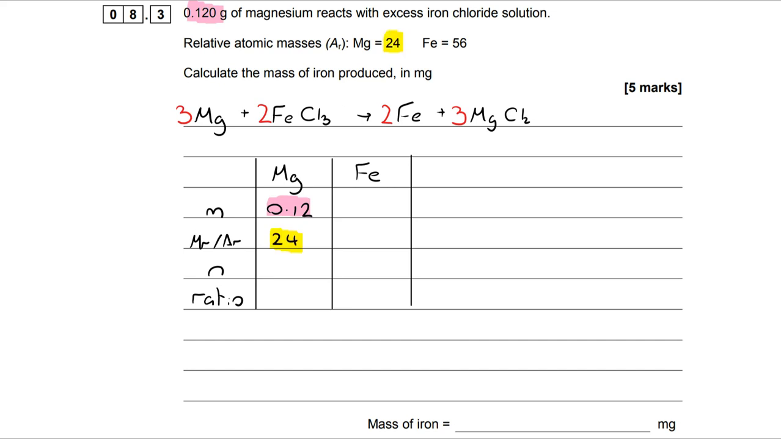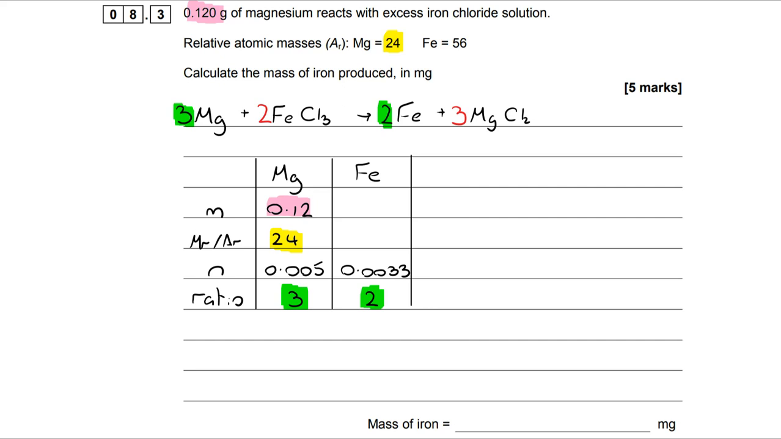The atomic mass is 24, also on the periodic table, but provided within this question. To work out the number of moles, you do mass divided by atomic mass, and that takes us to 0.005 moles. Now I need the moles of iron, but I'm going to need to use the mole ratio for that. So my mole ratio is 3 to 2. 3 moles of magnesium makes 2 moles of iron, and if 3 moles make 2 moles, 0.005 makes 0.0033. I'm simply following that ratio through.